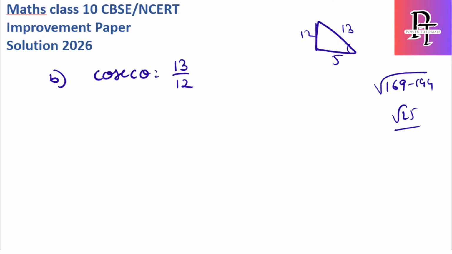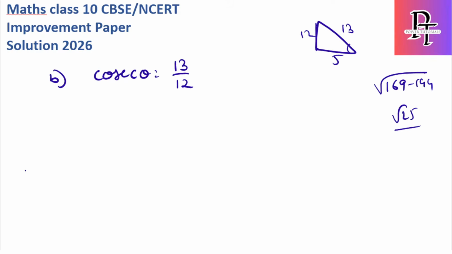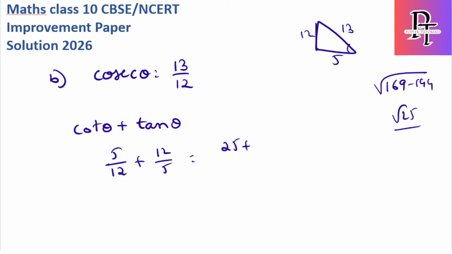Okay, what are they asking in the question? They are asking cot theta plus tan theta. Cot is adjacent by opposite, which is 5 by 12. Tan is opposite by adjacent, which is 12 by 5. So if I take the LCM, I will get 25 plus 144 by 12 5 is 60. So the answer is easy, which is 169 by 60.